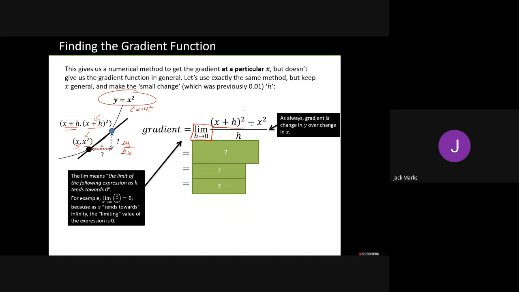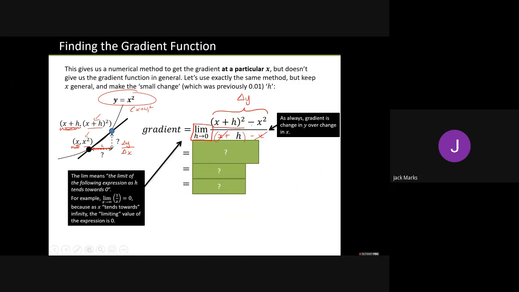And what else do we have? Well, the top line is still the difference in y values. The difference in x values, well, we said from before that h, or if you prefer, x plus h minus x is also h. So you could do that as well if you prefer. So, if you wanted to think of it this way and say, why is it not this? Well, it is.